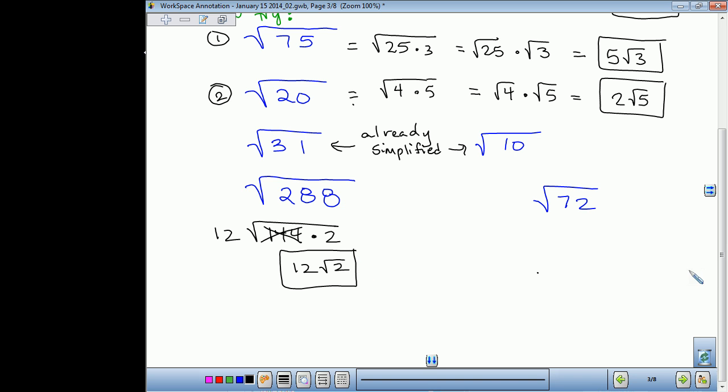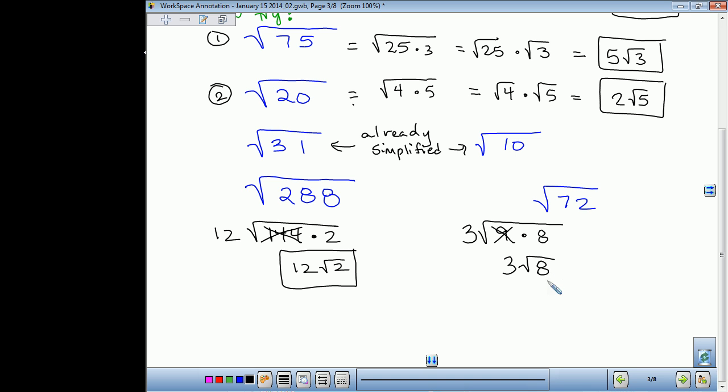Can we do one that will have a perfect square that is smaller? I'm going to do 72 the wrong way first and show you that it works. So square root of 72. Let's say I thought, ooh, 9 goes in there. 9 goes in there 8 times. And so I said, all right, the square root of 9 is 3. So that simplifies to 3 times the square root of 8.